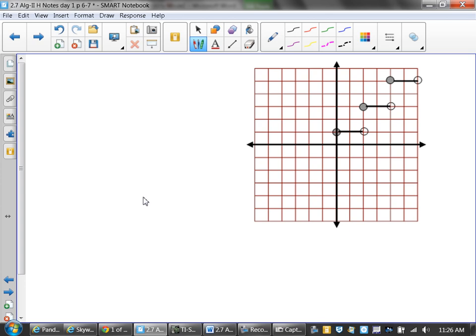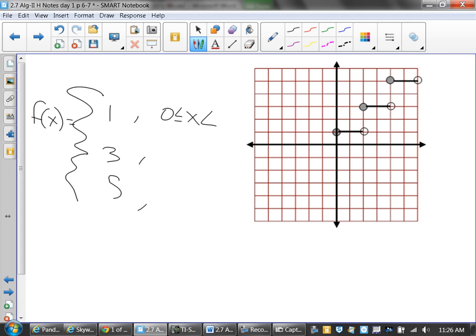In this case here, you have 3 of them again. You have it at 1, 3, and 5. At 1, x is between 0, including 0, not including 2; 2 including, not including 4; 4 including, not including 6. Okay? They're just horizontal lines. They're called a step function.